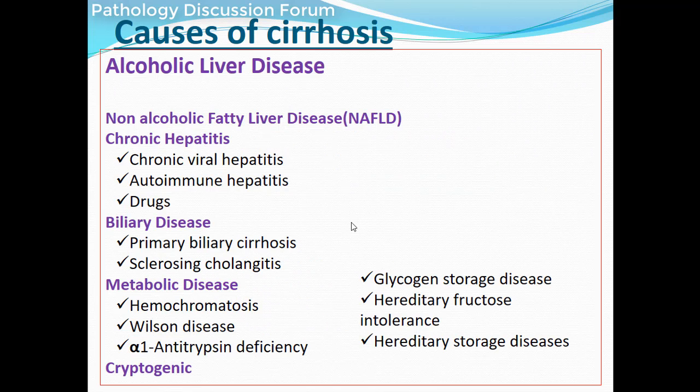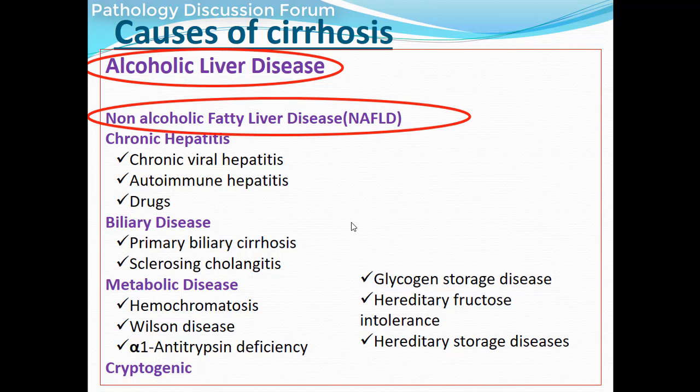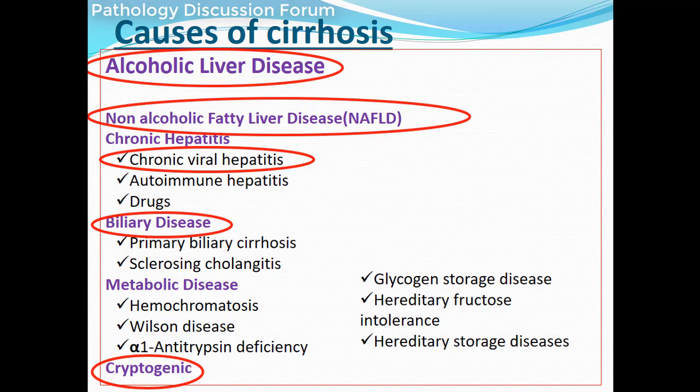Now, moving on to the causes of cirrhosis. There are so many causes of cirrhosis, but the most important ones for your examination are alcoholic liver disease, non-alcoholic fatty liver disease, chronic viral hepatitis, biliary diseases like primary biliary cirrhosis, sclerosing cholangitis, and also cryptogenic. Nowadays, most of the cryptogenic cases are categorized in the non-alcoholic fatty liver disease group on further investigations.